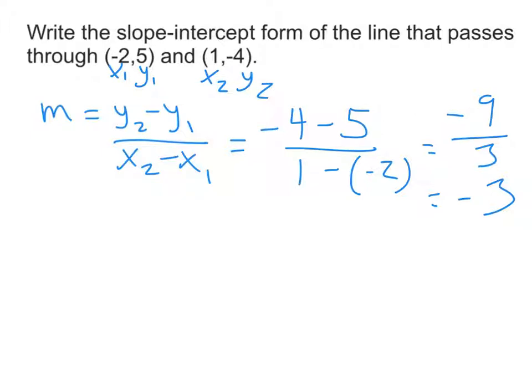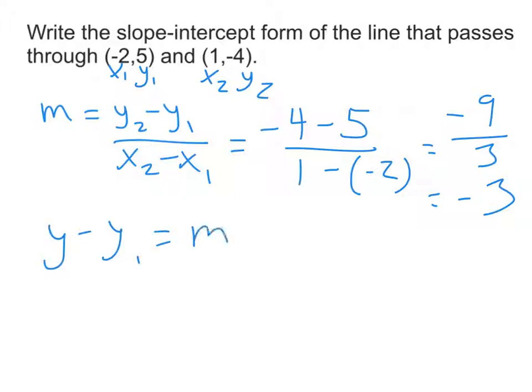Think about what we wanted last time. We wanted a point and a slope, right? Now we have actually 2 points and a slope, so we have more than what we need. So we're going to start with that form, y minus y1 equals m times x minus x1.